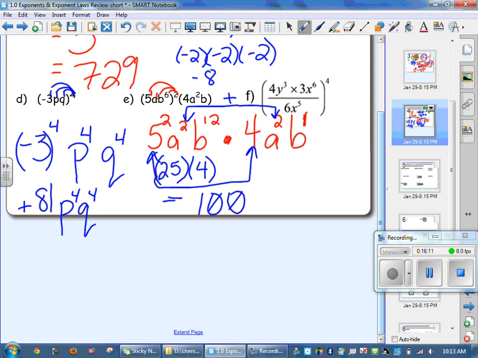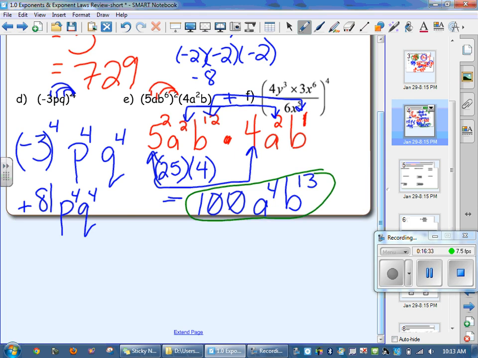To combine my B's, I'm going to add their exponents the same way. I'm going to take 12 and add it to the 1 on the B. And I'm going to get B exponent 13. This would be my very final answer. That is fully simplified. You cannot go any further unless they tell you what A and B equal.